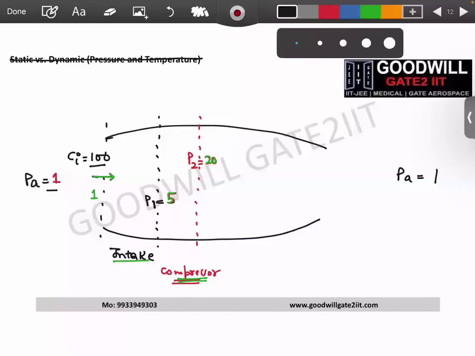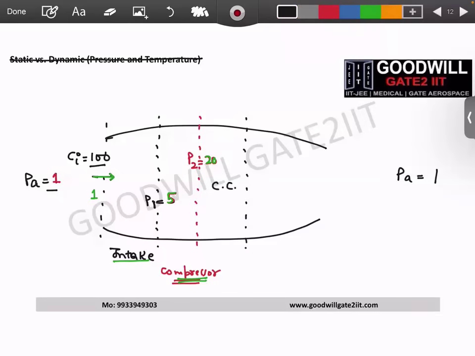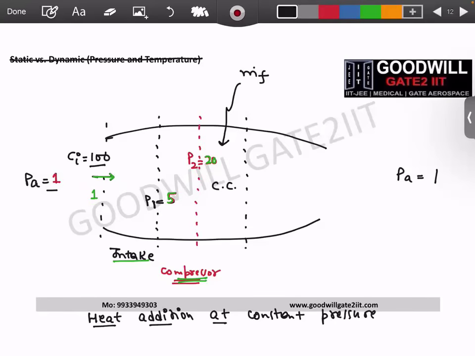Now, the third component you have is your combustion chamber. In the combustion chamber, we don't want to increase or decrease any pressure. So what are we going to do? We're simply going to add fuel and burn it. Guys, this is known as heat addition at constant pressure. Why constant pressure? You don't want to change your pressure inside the combustion chamber. Not required. We have already increased it. So heat addition at constant pressure.